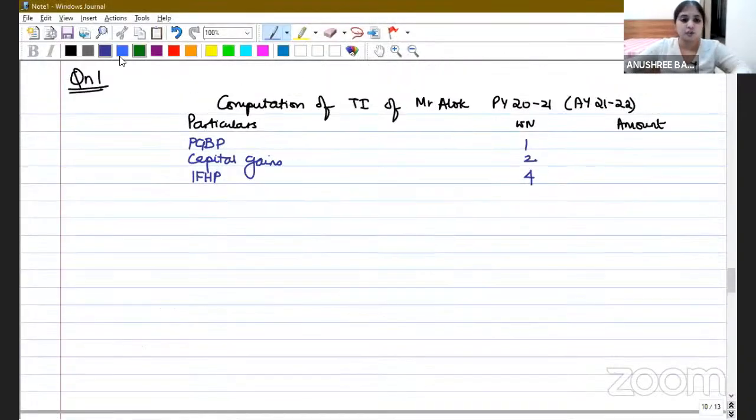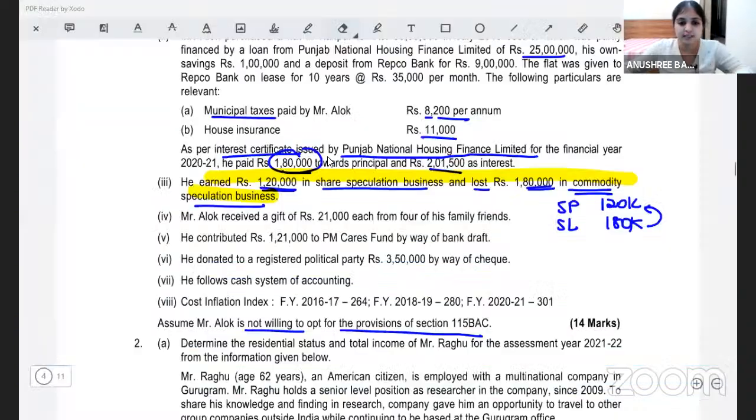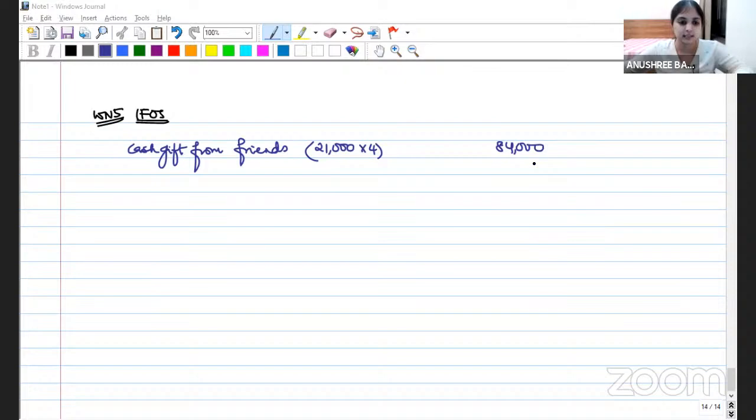All right. So come to your main answer. After IFHP, write down IFOS. Give reference to working note number 5. After your 4th working note, open another working note. Give the heading IFOS. Under this, write down cash gift from friends. Show the calculation. How much did we receive? 21,000 we received from 4 friends. So our total value of the gift is going to be 84,000. Definitely more than 50,000, hence taxable.